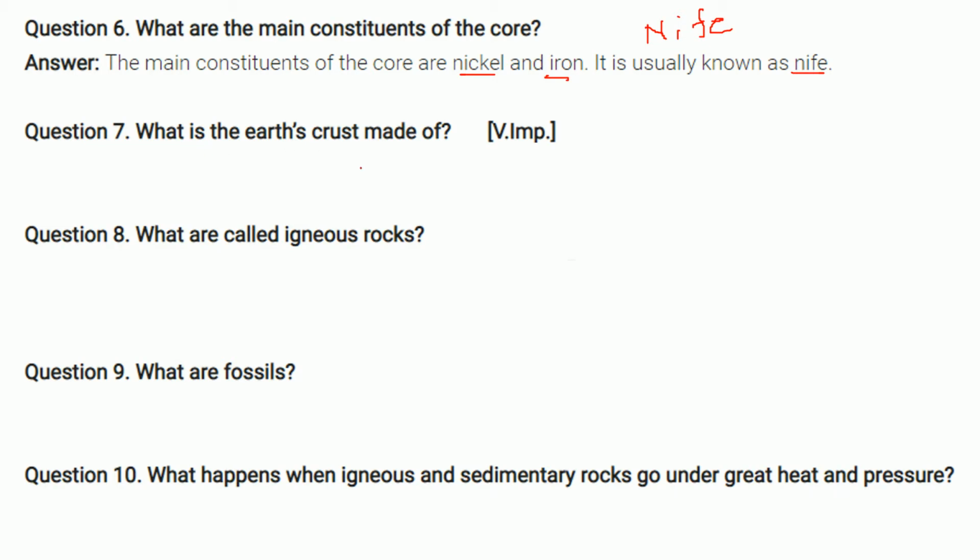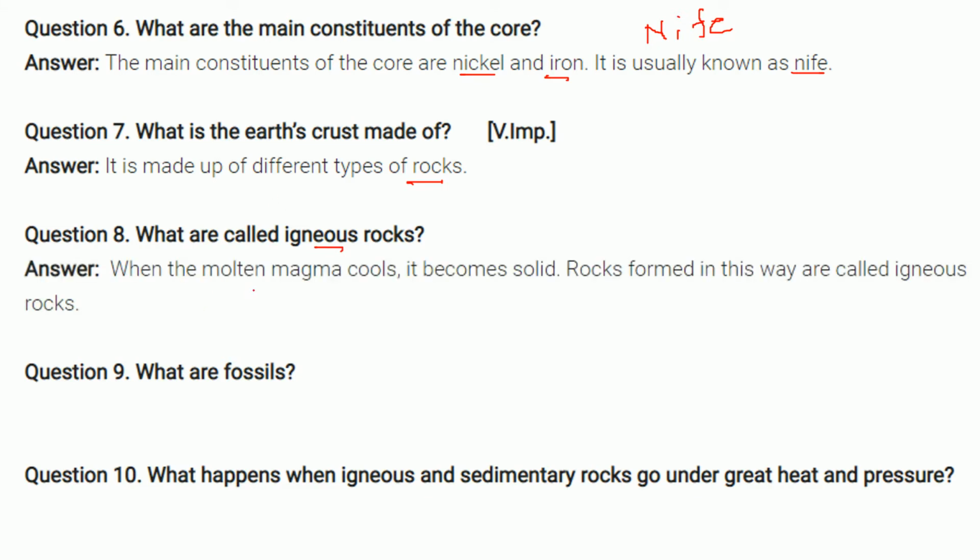What is the earth crust made up of? It is made up of different types of rocks: igneous, sedimentary, and metamorphic rocks. What are called igneous rocks? When the molten magma cools down, it becomes solid. Rocks formed in this way are known as igneous rocks.